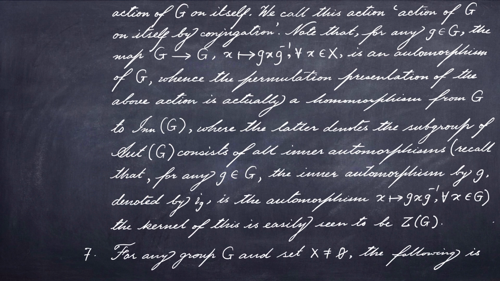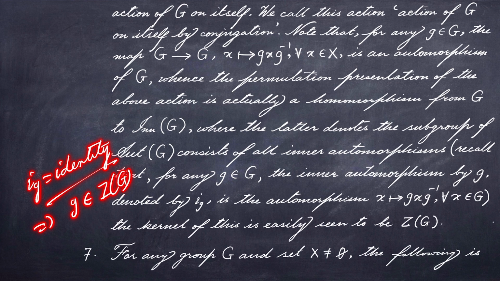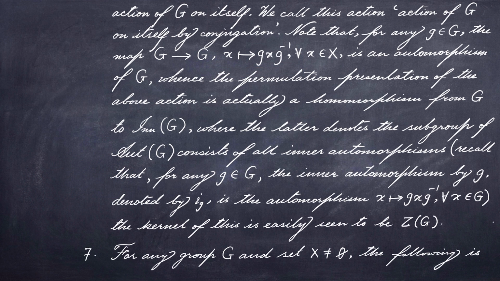And what's the kernel of this action? It's easily seen that if I_g is identity, then g must be in the center. That's quite easy to see. So the kernel of this action is the center of the group.